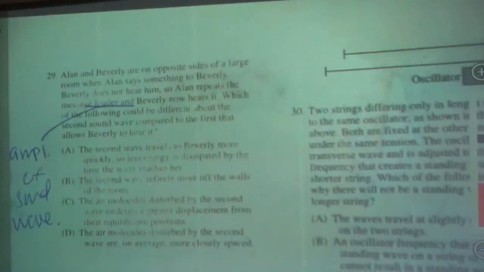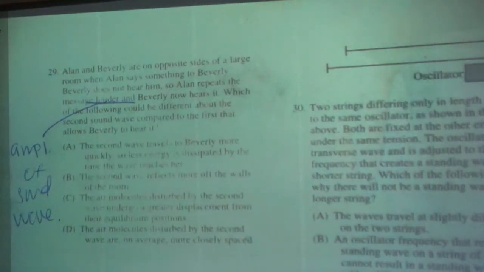Opposite sides of the room, don't hear them, so louder, and now he hears it. What is different? Well, louder, when we're talking about volume, that is the amplitude of the sound wave, because volume has to do with the amplitude. Pitch is like your frequency. So how is it different? We just want the one that describes greater amplitude.